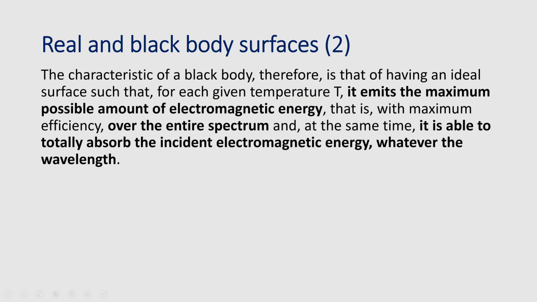All right, the characteristic of a black body, as I mentioned, is having an ideal surface such that for each given temperature T, it emits the maximum possible amount of electromagnetic energy, that is, with maximum efficiency over the entire spectrum, and at the same time it is able to totally absorb the incident electromagnetic energy, whatever the wavelength.